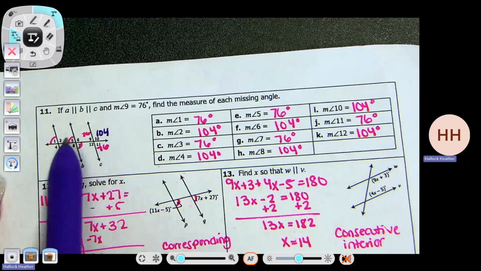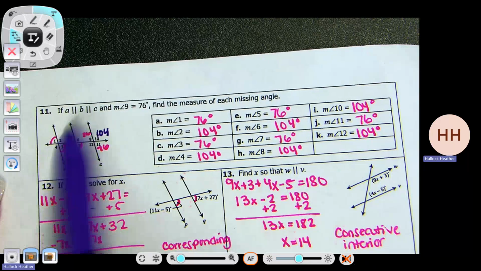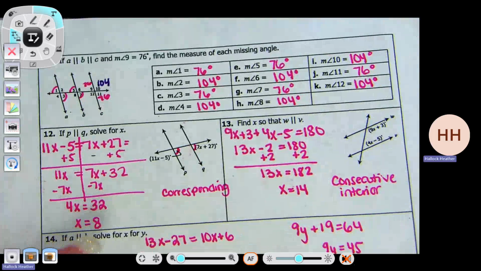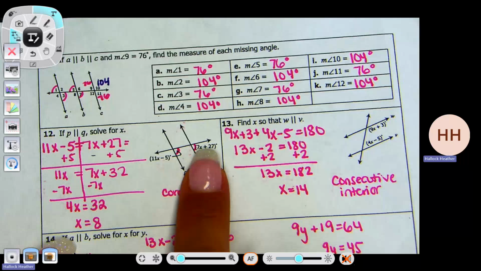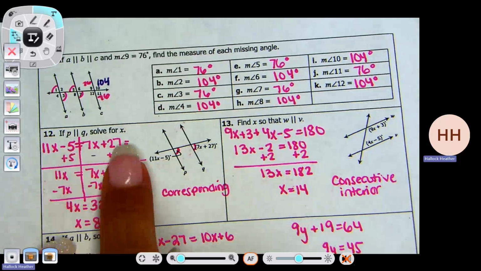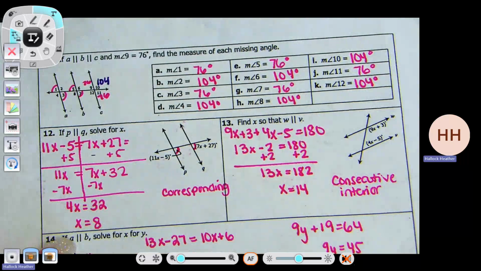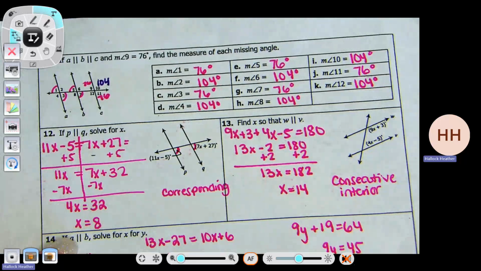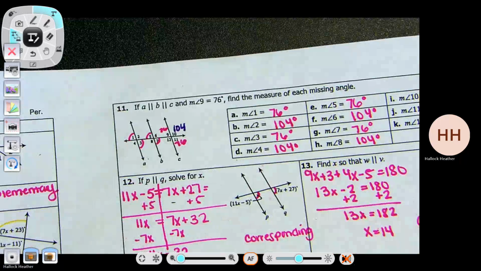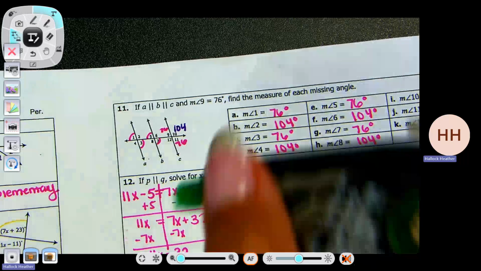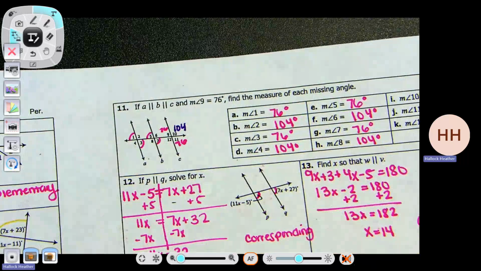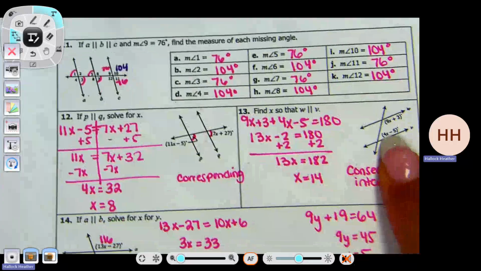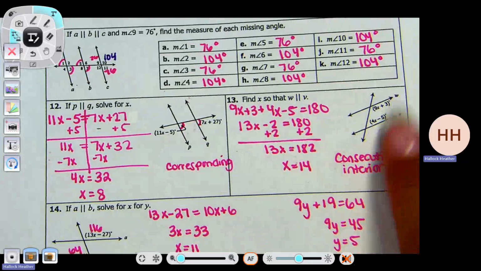104 is all the obtuse angles. 12 are corresponding. They're in the same spot, just slid over. They're both acute, so they equal each other. They do not equal 180. You know how to do this one. 12 is same side or consecutive interior angles. So they add to make 180. They are not congruent. They equal 180.